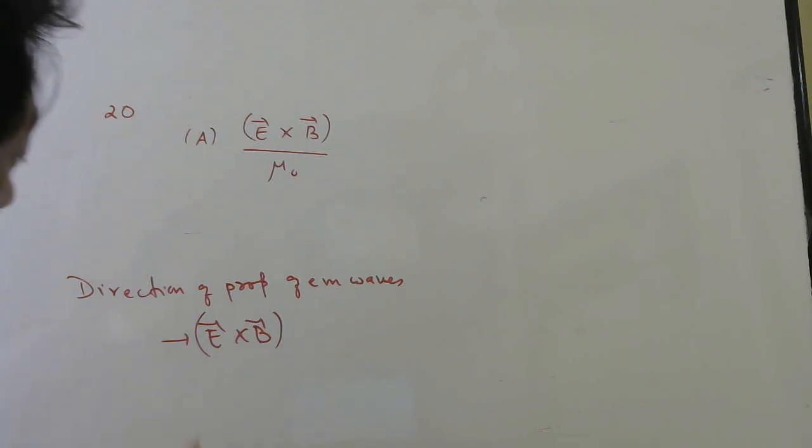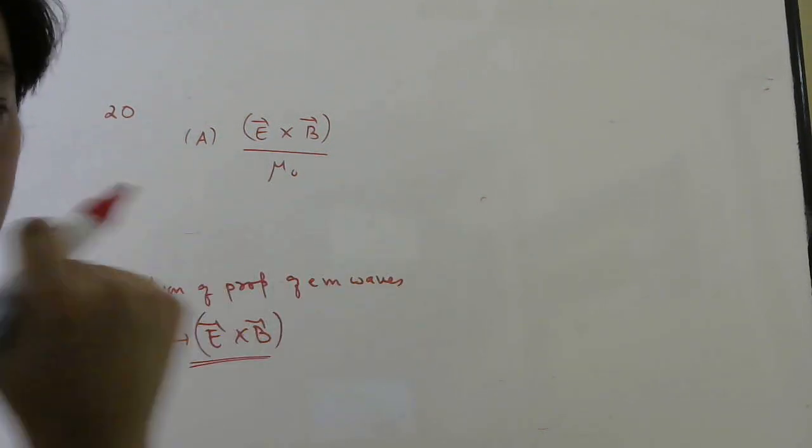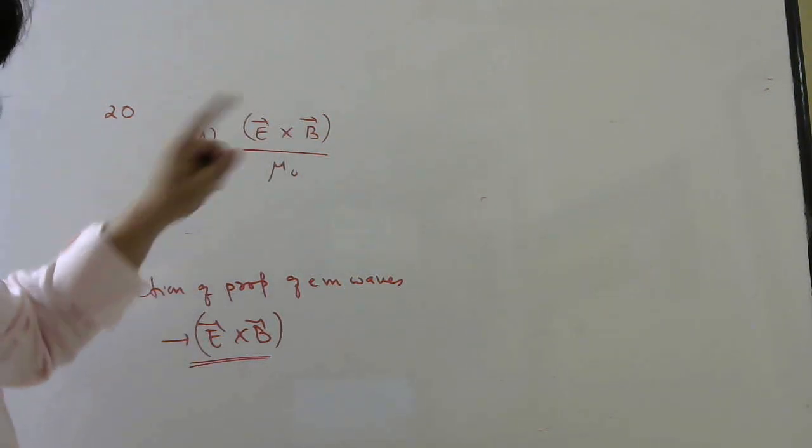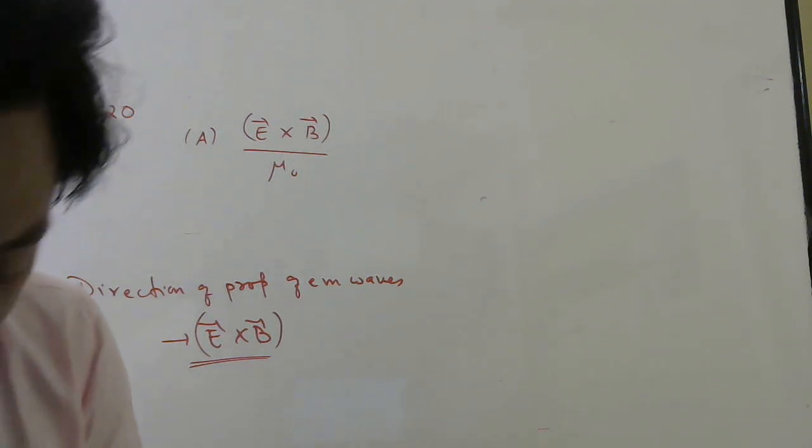Okay, so direction is always given by this cross product. E cross B you have to do. Thumb will give you the direction of propagation. So the first option looks correct in direction. In magnitude we have to check. What about the second option?